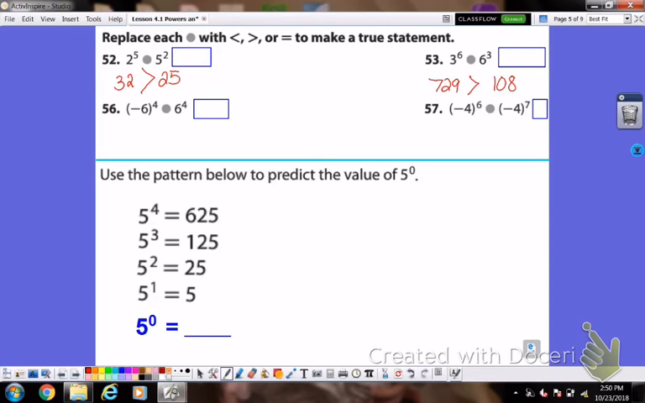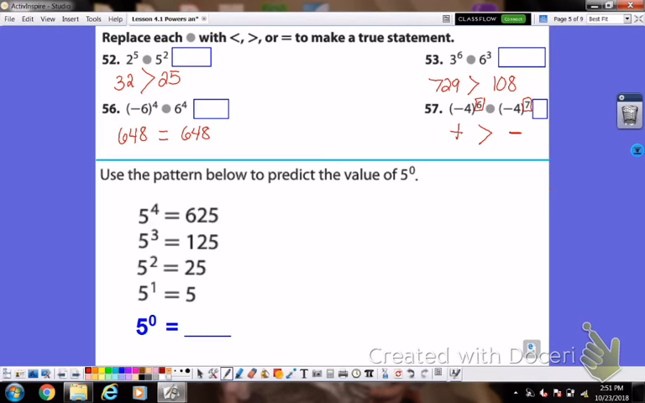Now -6 to the 4th. The negative is inside, so that negative is also being raised to the 4th. Would be 1296. Positive 6 to the 4th is 1296, so this one is equal. And then -4 to the 6th. Again, we have an even power with a negative, so it is going to be a positive number versus negative to an odd power. If I have an odd number of negatives, that's going to be a negative number. I don't even have to figure out what the numbers are. A positive will always be greater than a negative. Now, if you saw this on a test question, actually figure out what the number is.